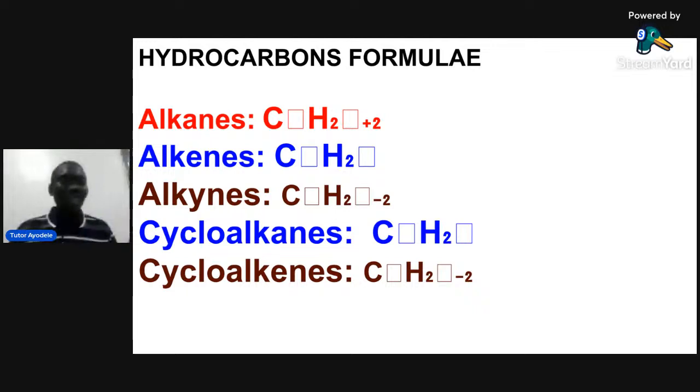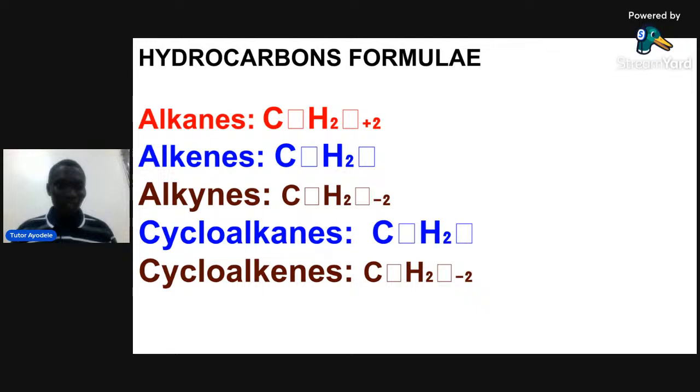For cycloalkanes, it is the same method you still apply. This is the cyclo form of these alkanes here. Now we are dealing with the cyclo form again. Come to alkane again and subtract 2. When you subtract 2, it will give you CnH2n. So that is it.